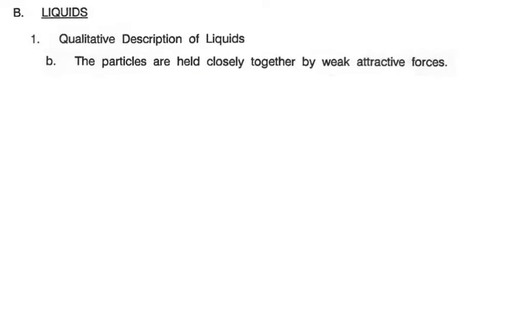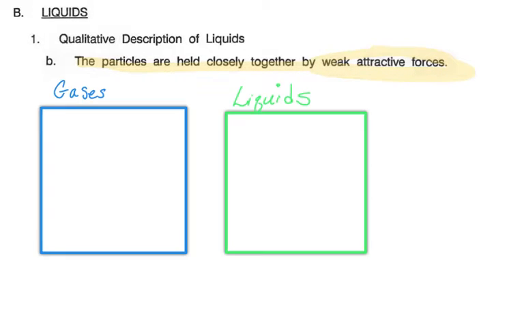The liquid particles are held together closely by weak attractive forces. So recall in the gases, the gas particles were not in contact with each other, and so they had no attractive forces. They were not attracted to each other, they bounced off of each other. In the liquids, they are actually in contact with each other, and they stay in contact with each other, and they're held together by weak attractive forces.